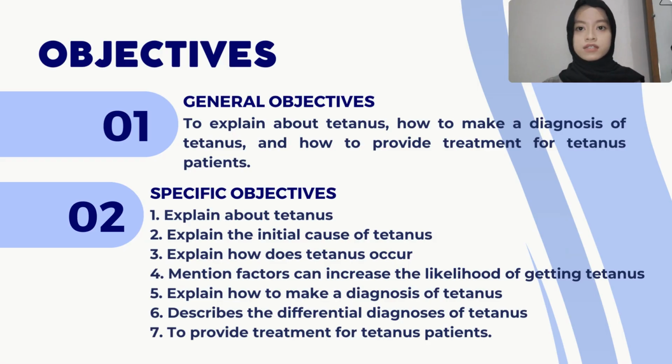And there are two objectives. The first one is the general objective, which is to explain about tetanus, how to make a diagnosis of tetanus, and how to provide treatment for tetanus patients. And the second one is the specific objectives. The first is to explain about tetanus, explain the initial cause of tetanus, explain how tetanus occurs, mention factors that can increase the likelihood of tetanus, explain how to make a diagnosis of tetanus, describe the differential diagnosis of tetanus, and explain how to provide treatment for tetanus patients.